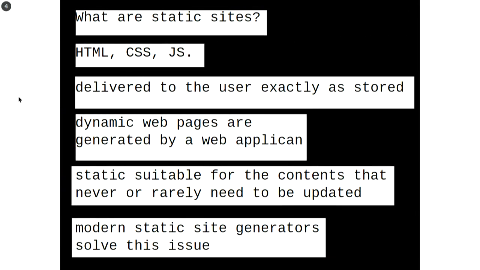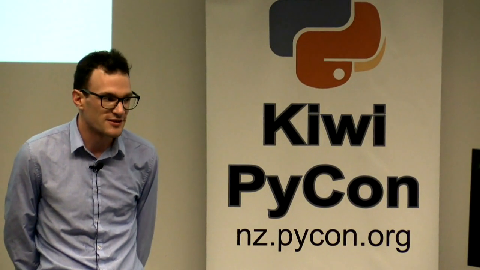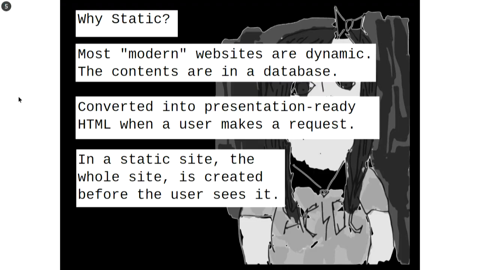So what are static websites? They're basically HTML, CSS, and JavaScript, and they're delivered exactly as they're stored. You've got dynamic ones, which are generated from a web application like WordPress, for example, which might have a database and stuff. Static sites are suitable for content that is never or rarely updated. But modern static site generators solve this issue. No longer do you have to edit HTML and do horrible things like that; generators can make the process much easier. So why static?